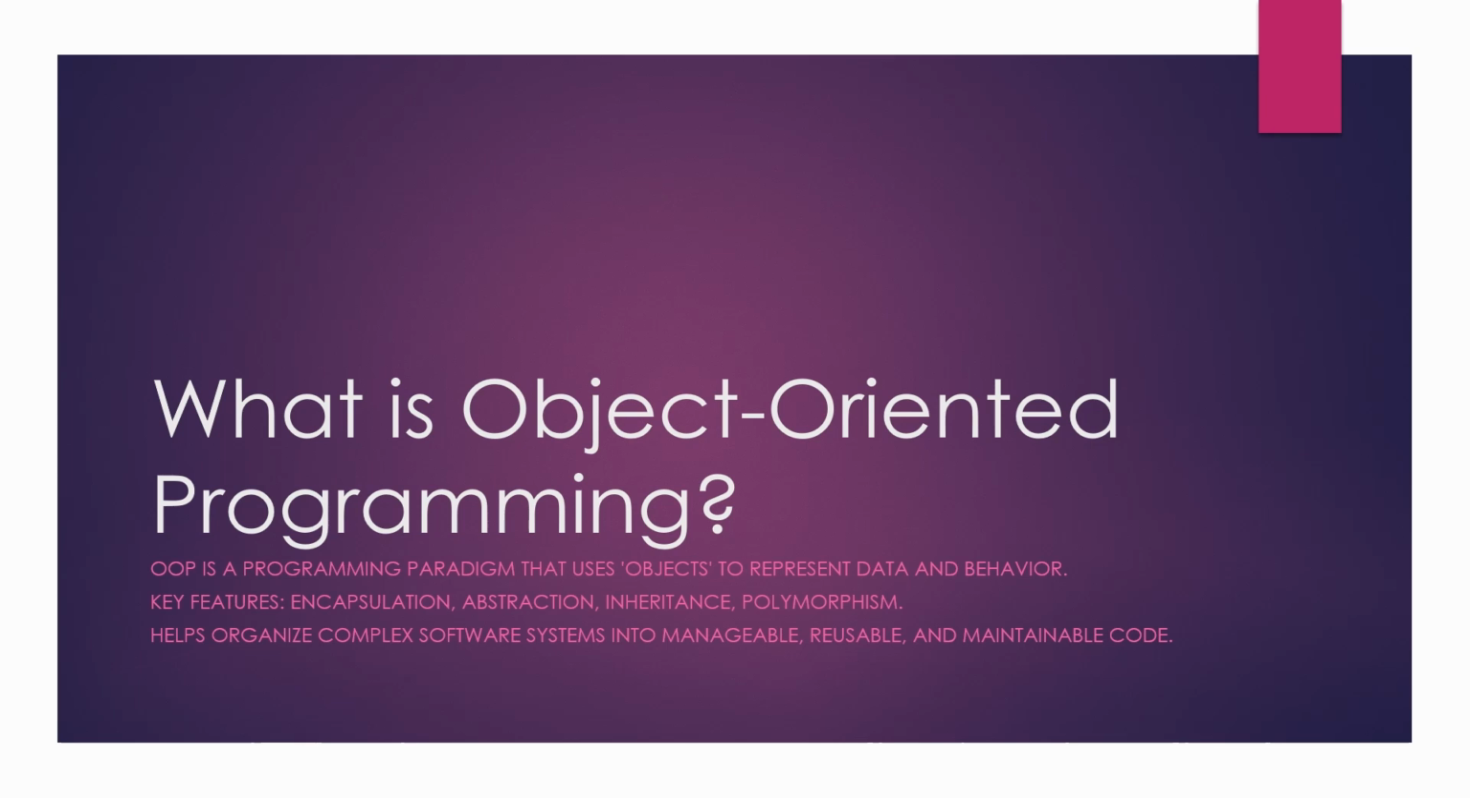Object Oriented Programming is a programming paradigm based on the concept of objects. These objects can contain both data, known as attributes, and methods, which represent the behaviors of the objects. OOP helps us organize complex software systems into smaller, manageable units. With OOP, you can create reusable and maintainable code by modeling real-world entities.